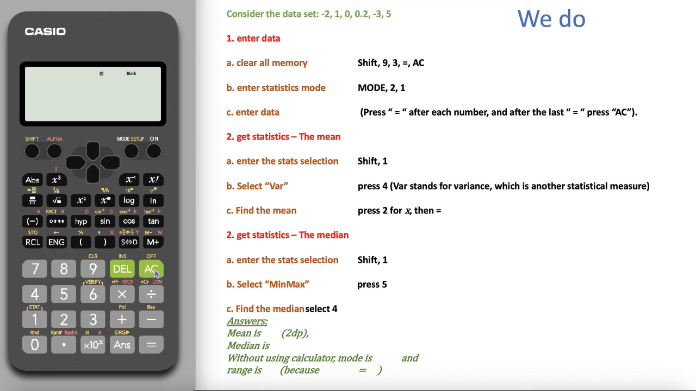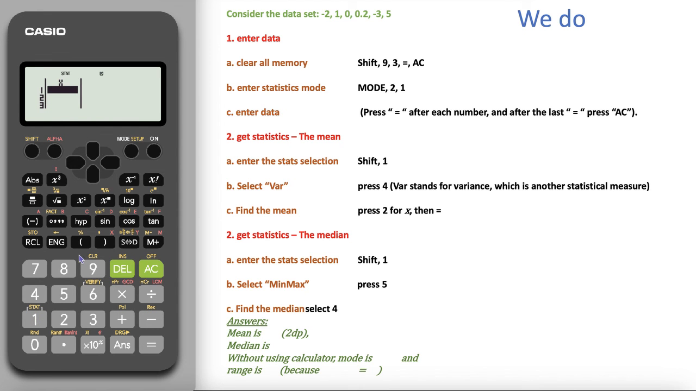Done. Now remember, we've got to enter statistics mode. So we press mode, and stat. Remember, it's asking you what sort of statistics you're entering. We're entering just one variable, so we press 1.